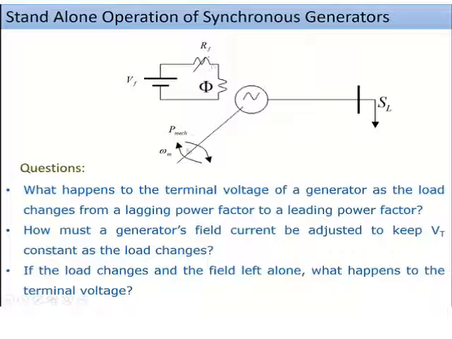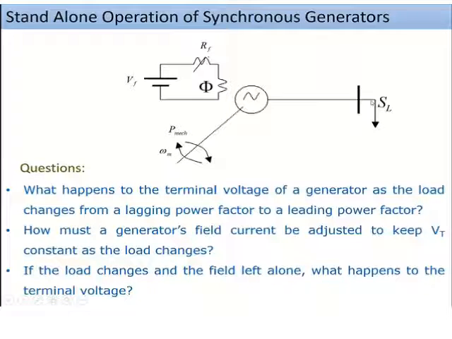In our case, this is the mechanical input of our generator, that is mechanical power Pm, due to which the generator would be rotating at synchronous speed. It is omega m, the mechanical speed of the prime mover which is driving your alternator, and SL is your load.